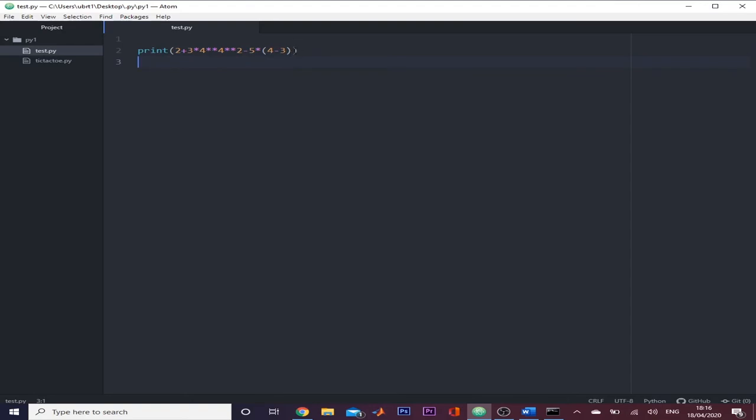So what will happen here? First of all, our 4 minus 3 will be calculated. We will write the answers here. So now our expression will become 4 minus 3, which is 1. After that, our powers will start being calculated. So 4 raised to the power 2.